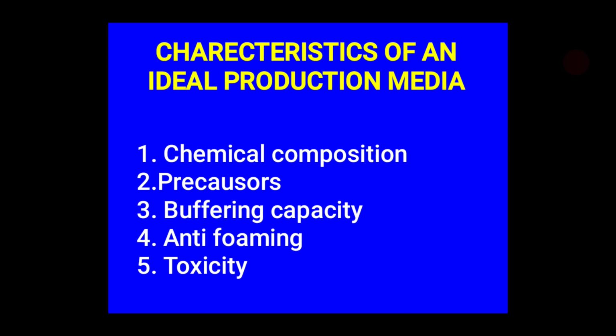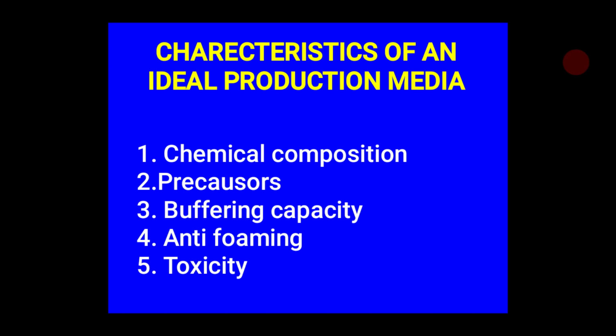The first and foremost thing is chemical composition. You know what we mean by chemical composition: the chemicals which you are going to add in the media to support the growth of the organism. The production media must have a suitable chemical composition to support the growth of the organism. Generally the media should contain a carbon source, we all know that, a nitrogen source, growth factors, mineral salts, all those things.